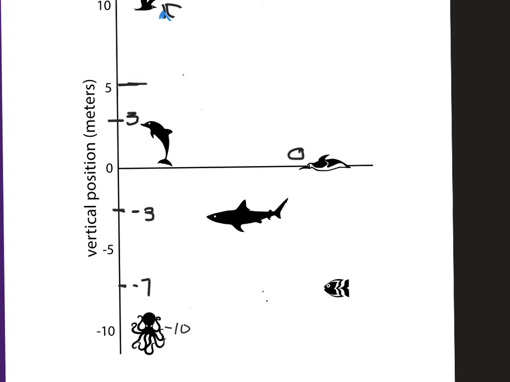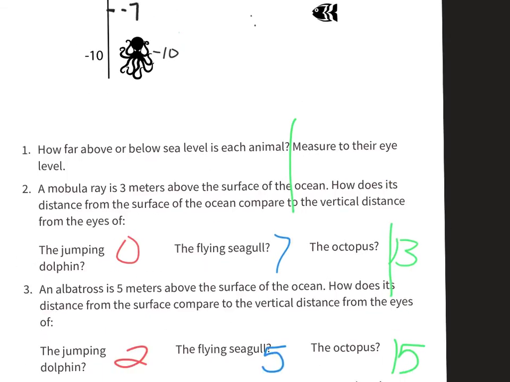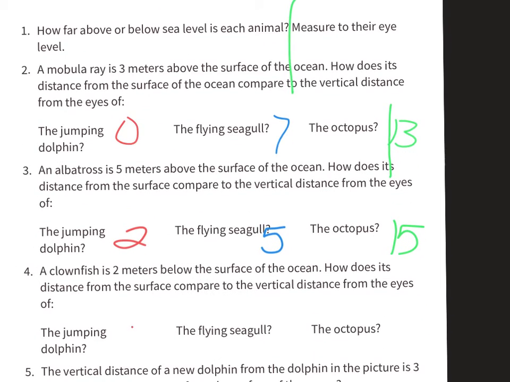So now we have a clownfish at negative, what was it at? 2 meters below. So 2 meters below, so it's going to be there. It's going to be -2. Okay? So the first one from the dolphin, well, the dolphin is 3 units to the ocean, and then another 2 units to the fish. So 3 to the ocean, 2 to the fish. 3 plus 2 is 5. So they're 5 units away.